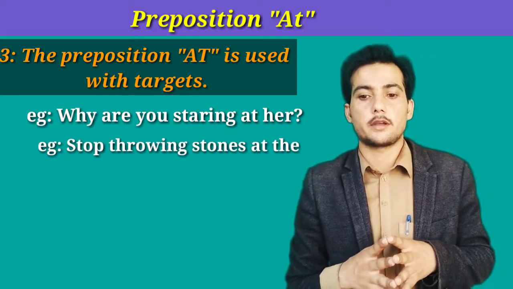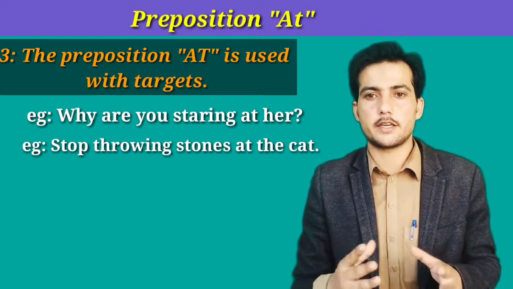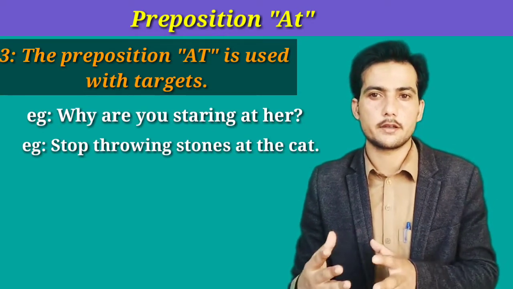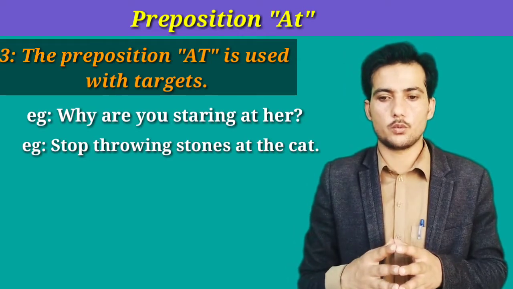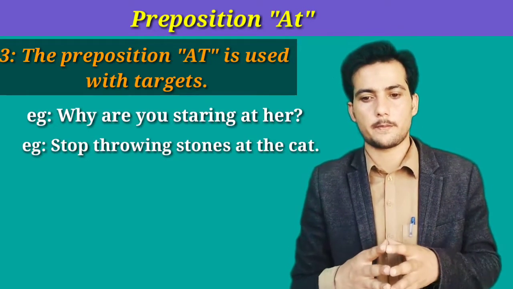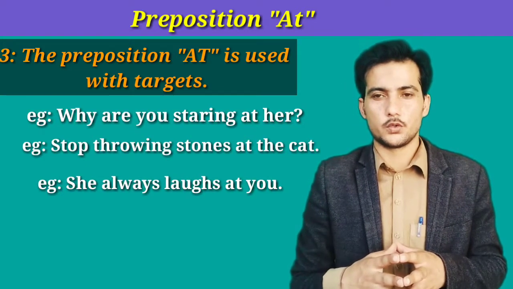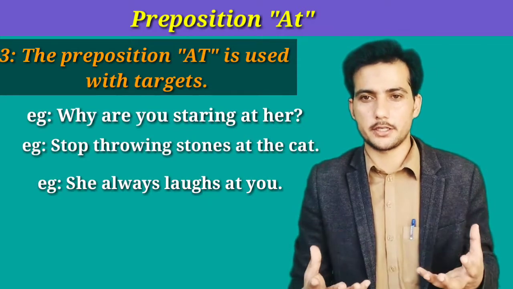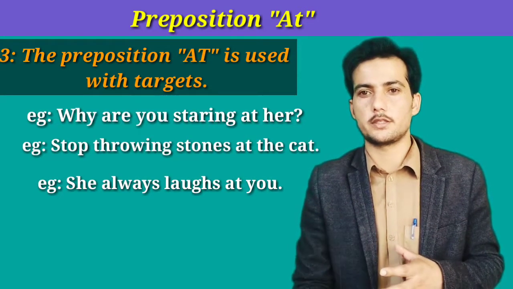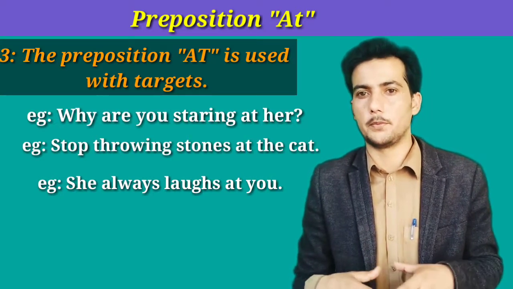Stop throwing stones at the cat. Again, the cat has been targeted and you are going to throw stones at the cat, so we mention it with the preposition "at". She always laughs at you. You are always targeted by her and she laughs at you. You can see here again we used it as a preposition before the target.